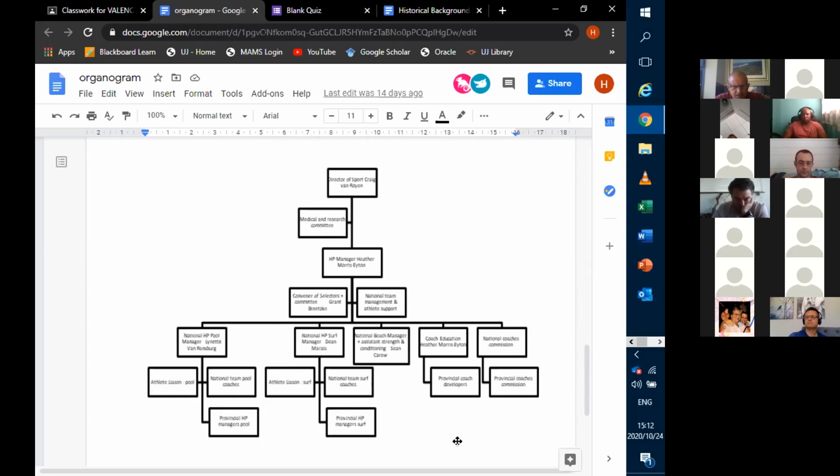Now, you have a surf lot of selectors and a freshwater lot of selectors, and they come together to select the rescue team. Otherwise, surf selects their surf competition, and pool selects their pool. Then you've got your national management and athlete support group. Then you've got your high performance manager, who's Lynette van Rensburg. Then you've got your high performance surf manager, who's Dean Murray.